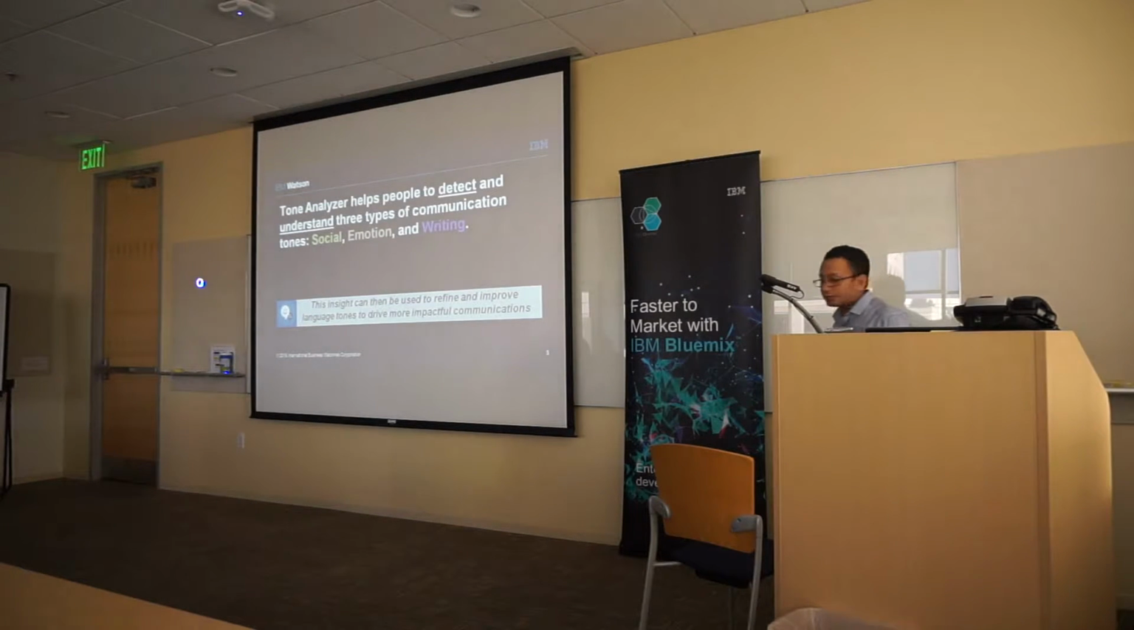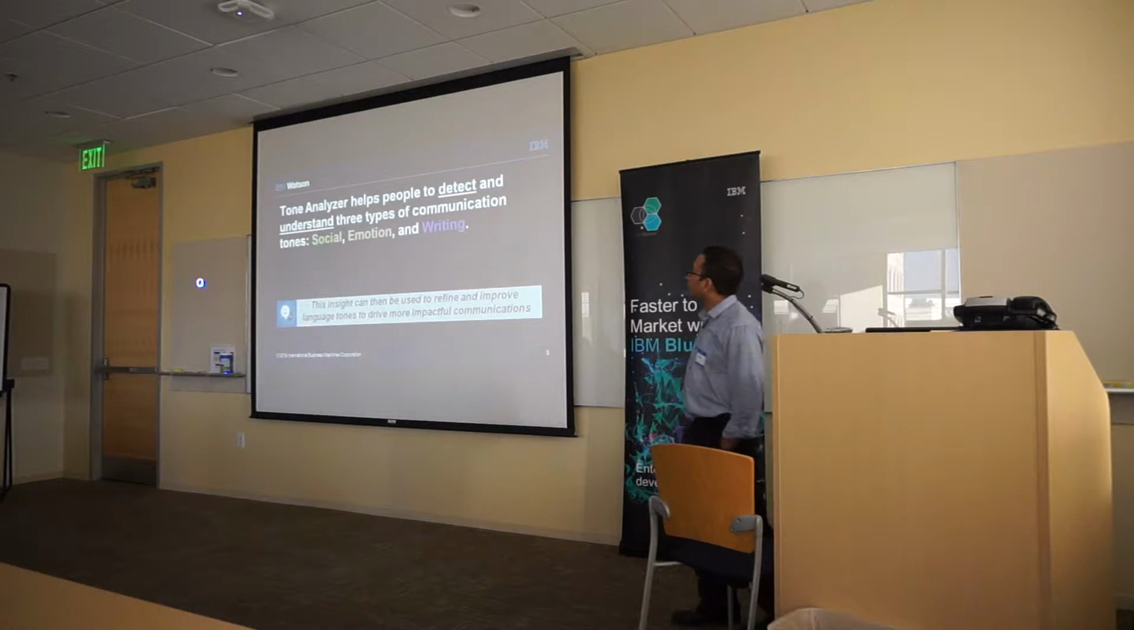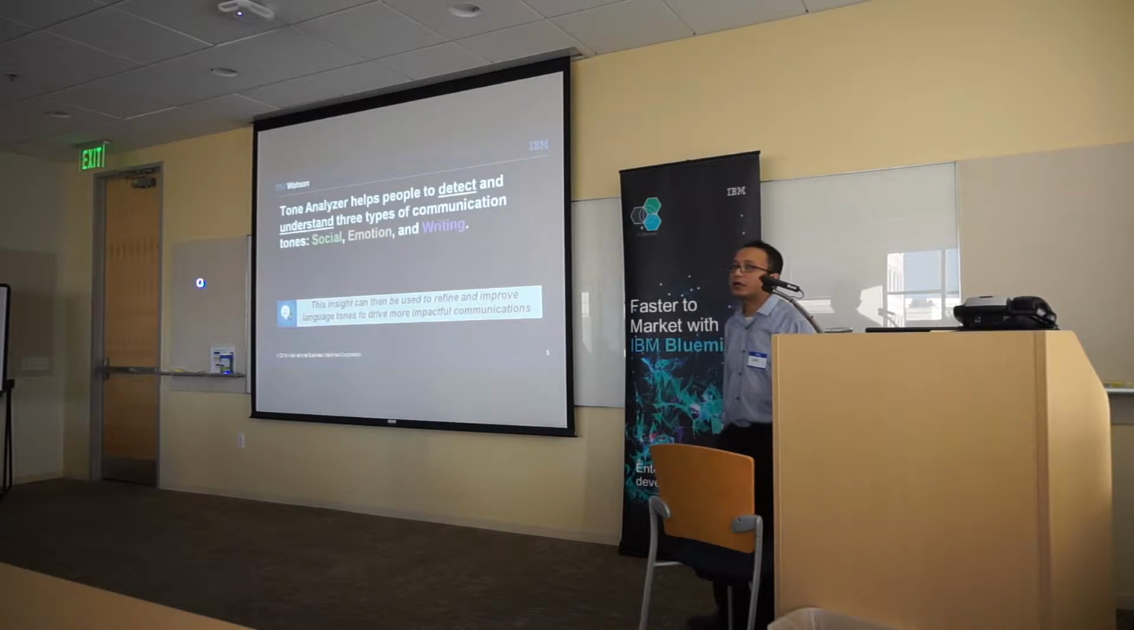Tone Analyzer helps people detect and understand three types of communication tone. Social tones, for example, whether this text represents openness or agreeableness. Emotion tone, whether this given text has anger, fear, disgust, joy, or sadness. And writing style or language style tone, whether this piece of text is analytical, or whether it represents a confident or tentative tone.